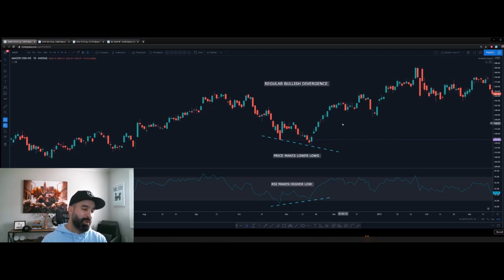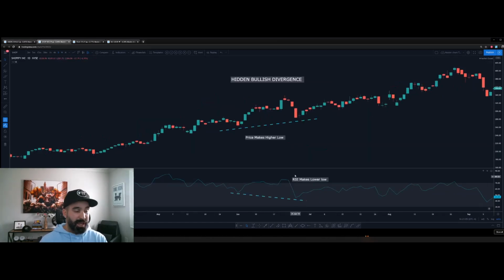I look for this regular bullish divergence. So don't get faked out, stopping out in the zone. More so, don't be in a stock that's trading this way and look for an entry signal when you see the regular bullish divergence. Let's look at this case.